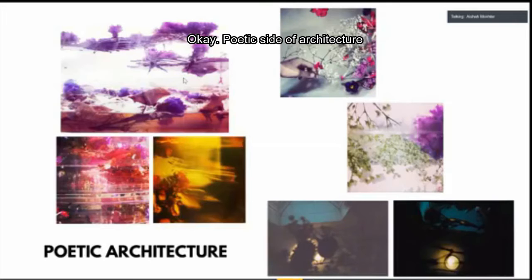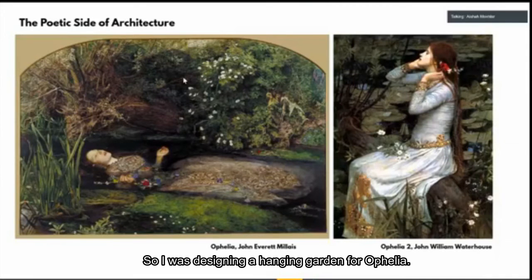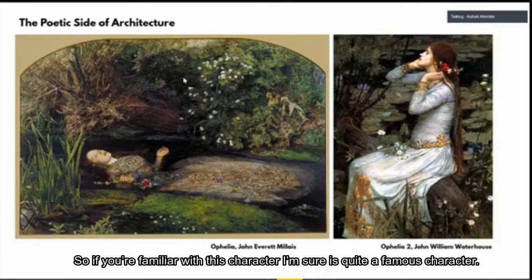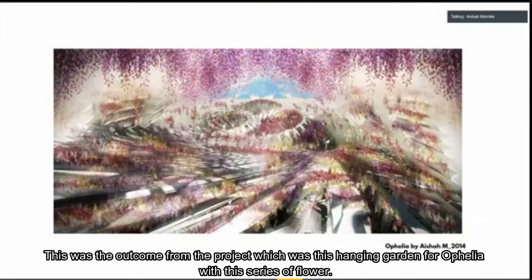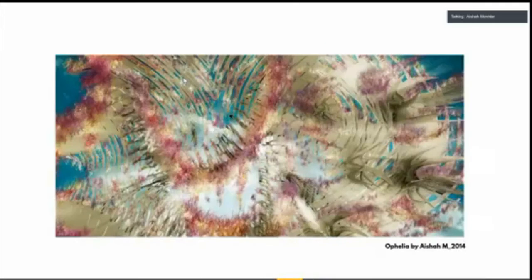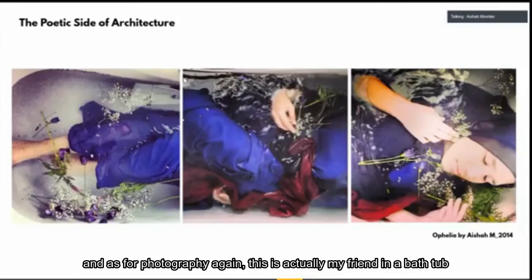So, the poetic side of architecture. In AAD as well, we were taught to look at other things like novels, papers, even arts. I was designing a hanging garden for Ophelia, which is from this painting actually. It was inspired by this painting. If you're familiar with this character, I'm sure it's quite a famous character. Ophelia is all about the water, the flowers, and the character itself, right? This was the outcome from that project. It was this hanging garden for Ophelia, and I have this series of flowers. I was designing a hanging garden for her, and using photography again.